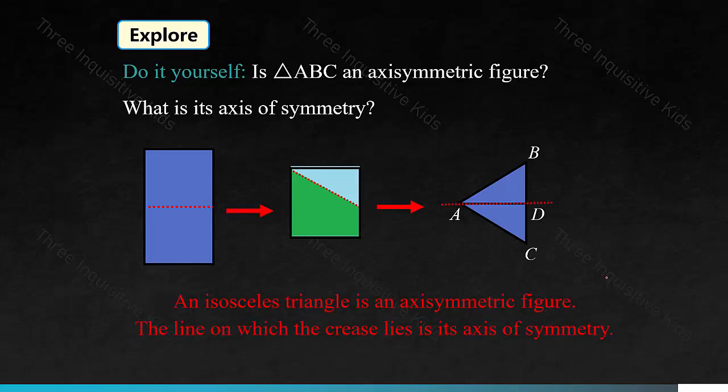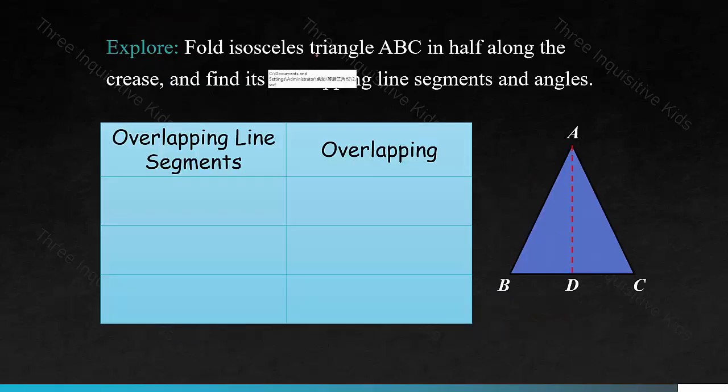What they did here was they took a rectangular piece of paper, they folded it in half, and then they cut like this. And then when you unfold the piece of paper that was cut out, you get an isosceles triangle. If you really want to, you can also do this yourself. Fold the isosceles triangle ABC in half along the crease, and then find its overlapping line segments and angles. So what would be some of its overlapping line segments?